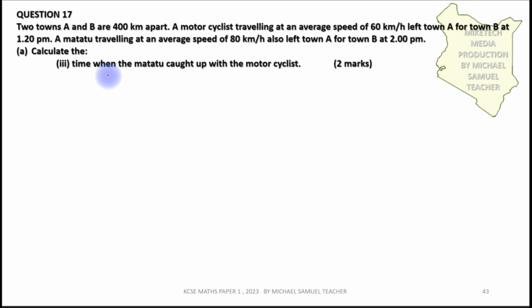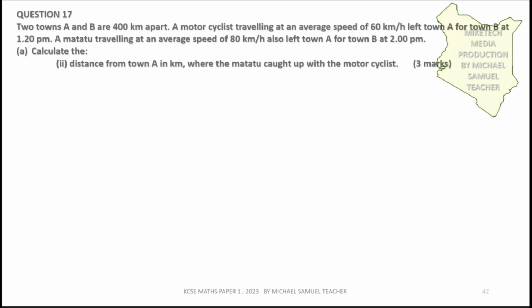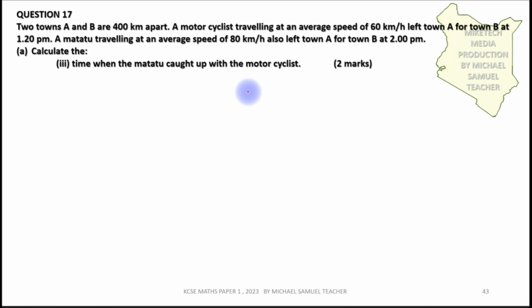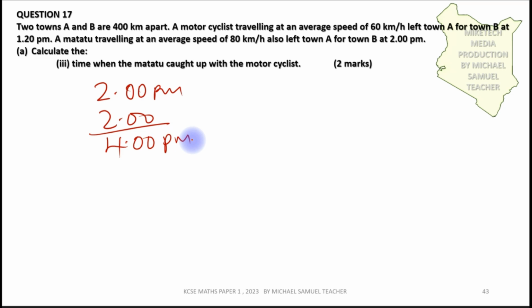Part A, Roman 3, the time when the matatu caught up with the motorcyclist. We have seen that after 2 hours is when the matatu was able to overtake and catch up with the motorcyclist. So from 2 p.m., after 2 hours, we add 2 hours. We are going to get 4 p.m., or in the 24 hours clock system, 1600 hours.